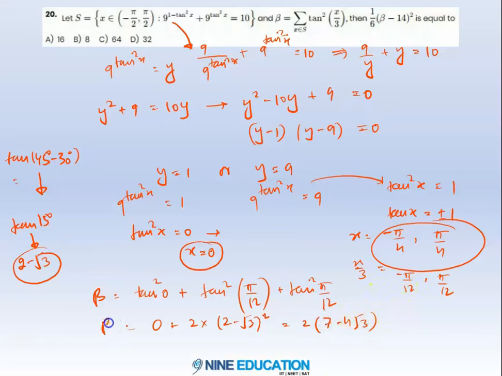And they have asked 1 by 6 times of beta minus 14 whole square. So beta value is 14 minus 8 root 3. From this if I subtract 14, this 14 will get cancelled, only minus 8 root 3 will be remaining. So if I square that one, we will be getting 64 into 3 and divided by 6. So this is nothing but 64 by 2, which is 32. Option D is correct.